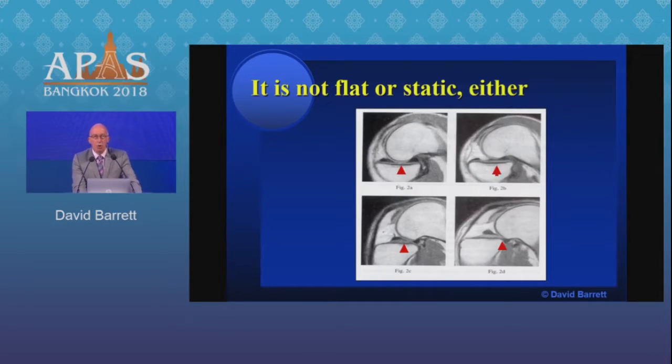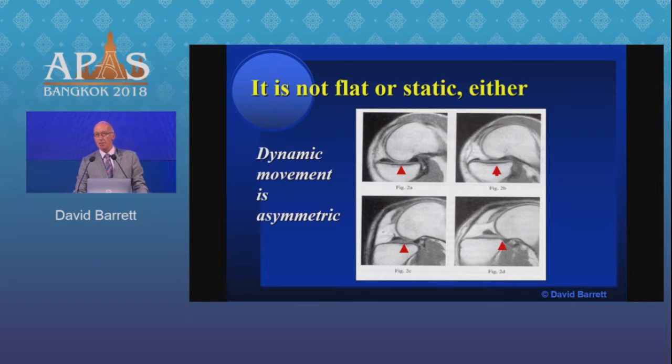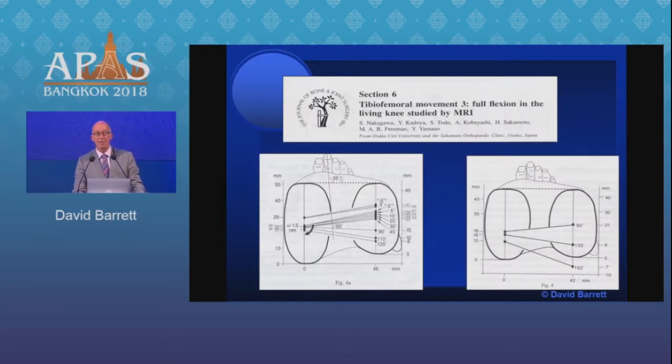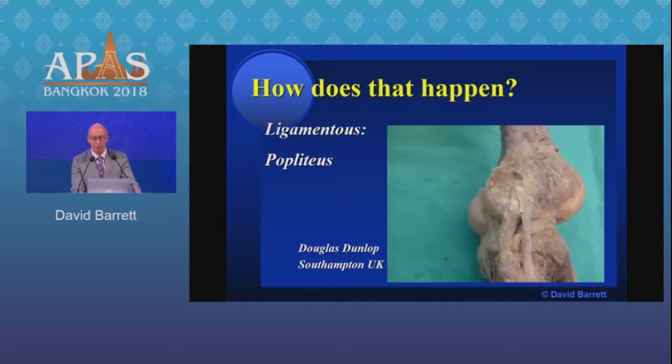The next worst thing about the tibial slope is it's not flat. We think of it as a flat line, but it's actually not flat, and it's also not static. We know about the differential movement of the femur on top of the tibial slope. So it's a dynamic movement, and it's not only dynamic, it's asymmetric as well. As we know from this work, now over 30 years old, we expect to see much more movement on the lateral side of the tibial slope.